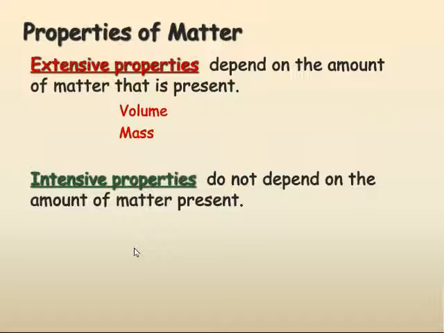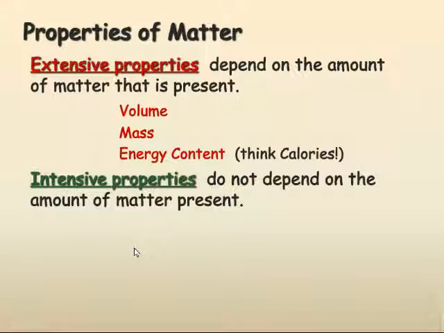The mass, you can bet that picking up one small bottle of water is a lot different than picking up that bucket. It just depends on how much water is in there. Or energy content, like calories. Something like a piece of ground beef or a piece of chicken, the energy content, the number of calories in that thing, is going to depend on how much of that ground beef or how much of that chicken is there.